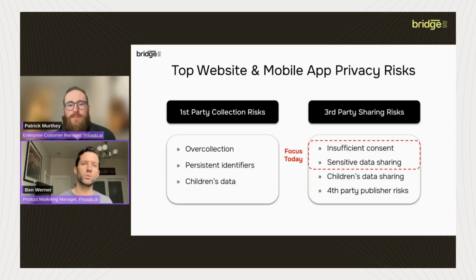Okay. So just the lay of the land, there are mobile app and website privacy risks. There's different types, right? You can collect too much data, over-process it, or collect sensitive data you shouldn't be collecting. Today, we're just going to focus on third-party sharing risks related to insufficient consent and sensitive data sharing that shouldn't happen regardless of consent.